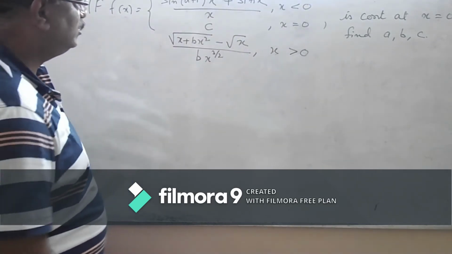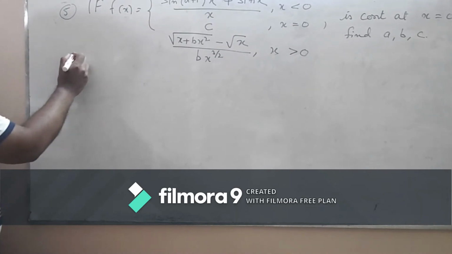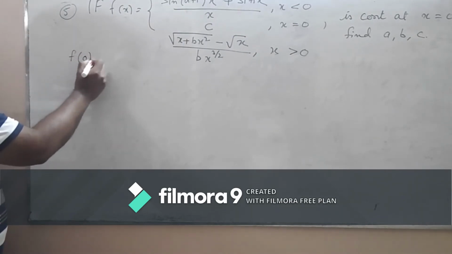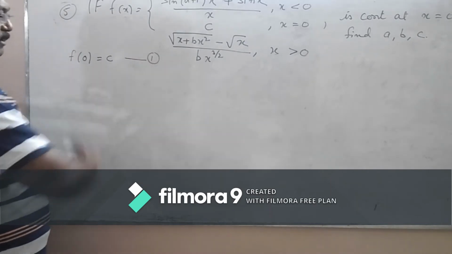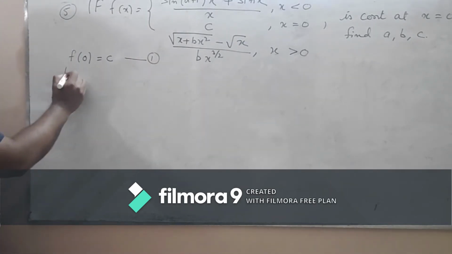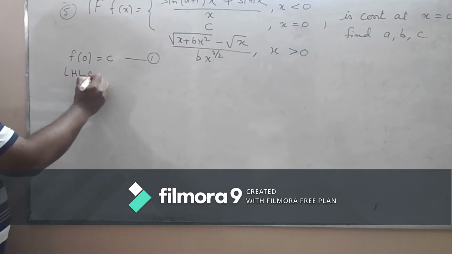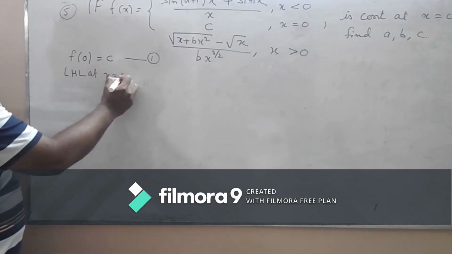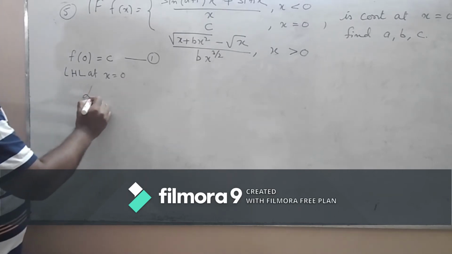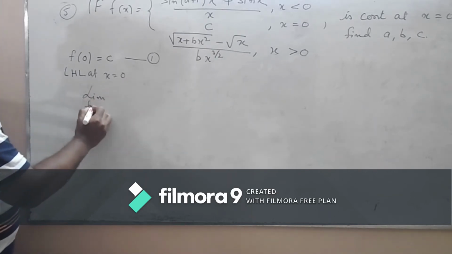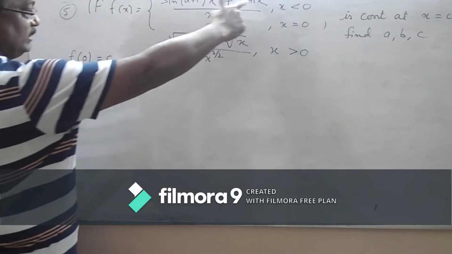So let us do one by one. First of all, f(0), which is c, we leave it as equation number 1. Then the left hand limit at x equal to 0. So we get limit h tending to 0. We apply the values here.